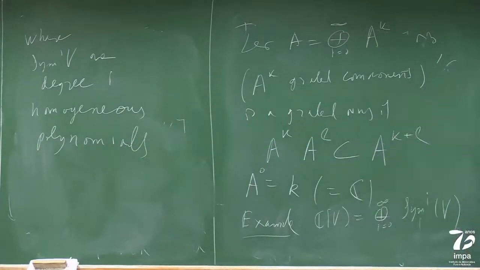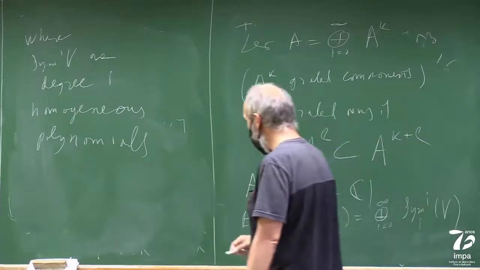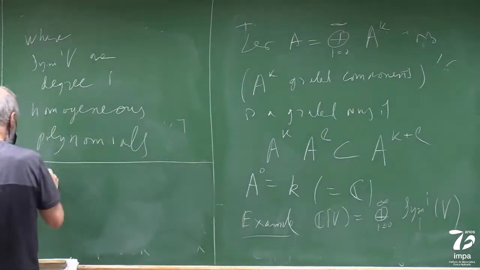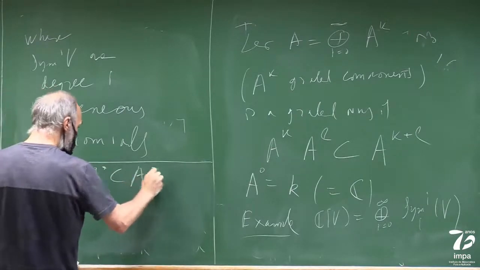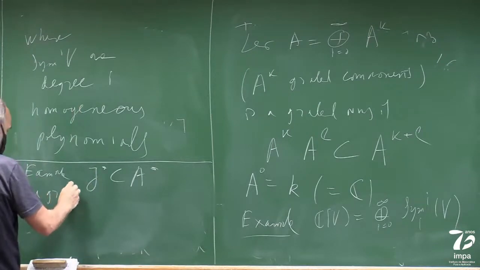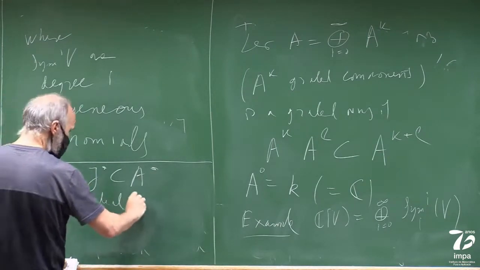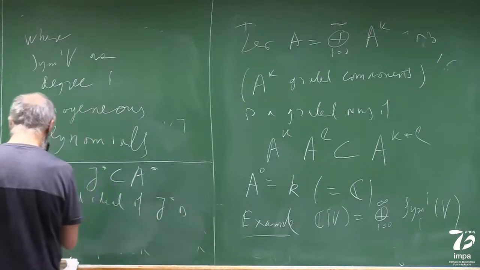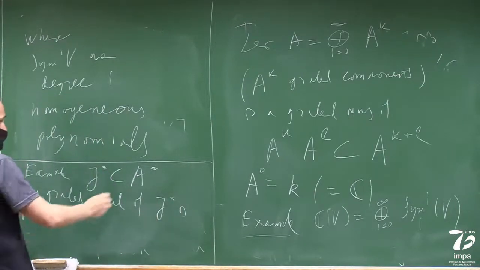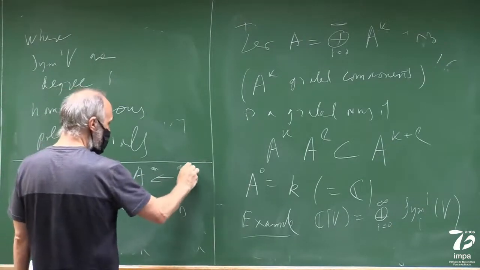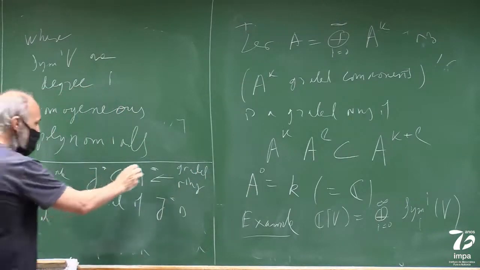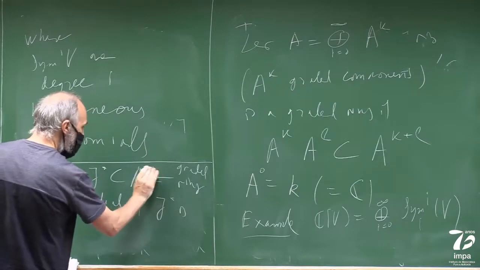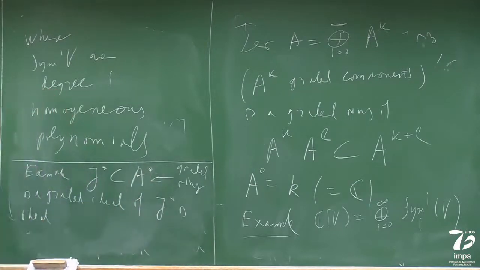So this is the basic example which people use, but there are more. For instance, you can take another example. J star inside A star is a graded ideal if J star is an ideal. So A star is a graded ring. When I write star or bullet, sometimes people use bullet instead of star, sometimes they use star. If I do that, I mean graded ring.